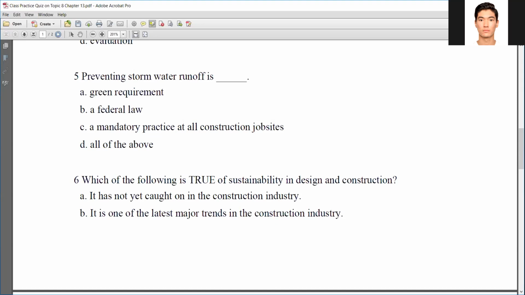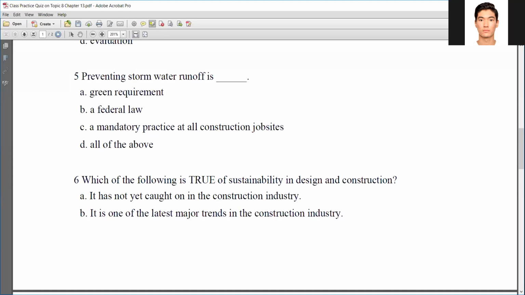So as you can say, it is a green requirement because if the stormwater runoff is not managed properly, a lot of mud and silt will be mixed into the stormwater from the construction process, and that stormwater will go into the natural streams, so it can pollute the natural streams or rivers or canals, etc. Therefore, a proper plan should be there for the prevention of the stormwater runoff. So it is a green requirement.